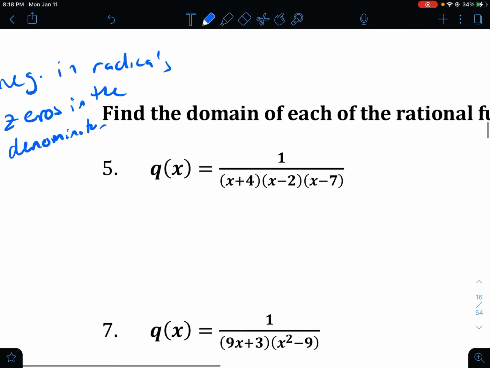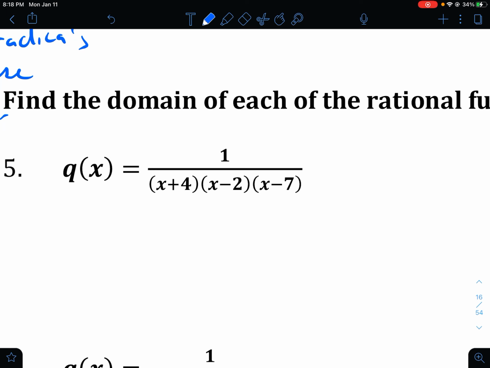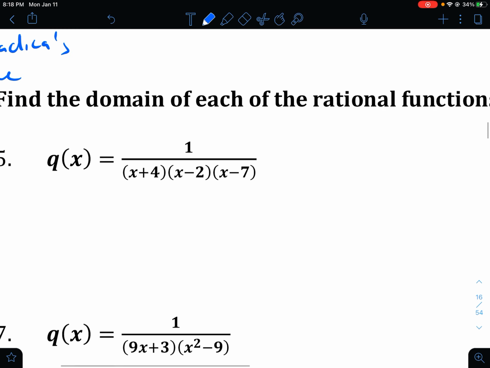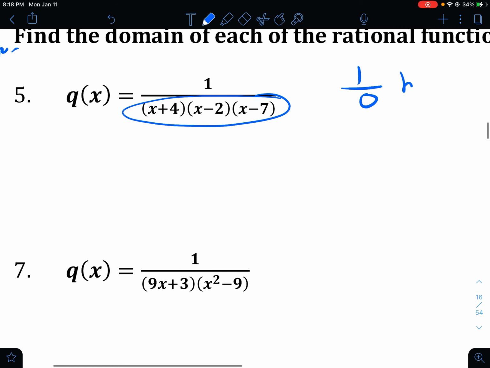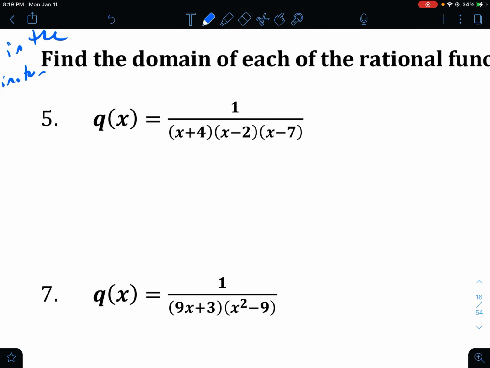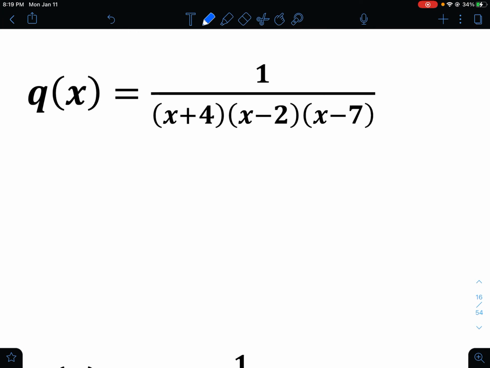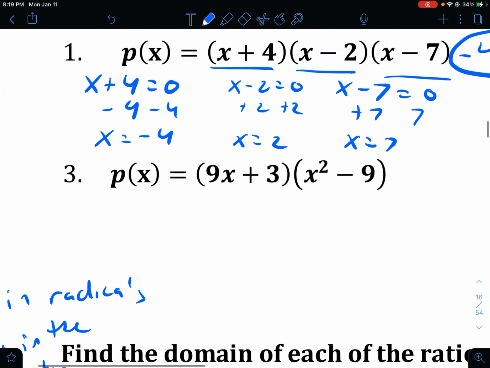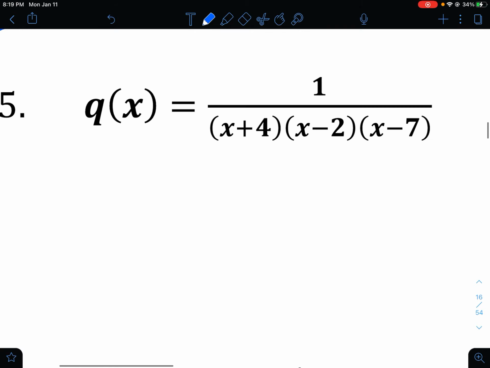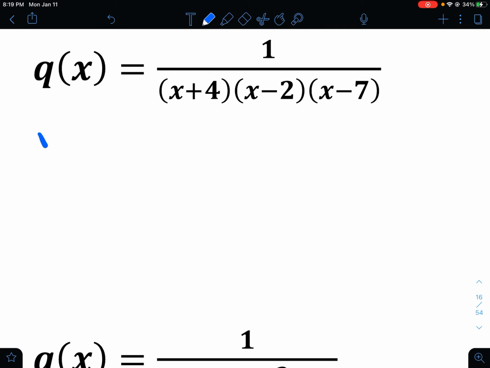We know that in math, we cannot divide by 0, right? So if we end up with the denominator equaling 0, we're going to end up with 1 over 0, which is bad. That's undefined, and we don't want that in math. So when we're trying to figure out the domain, we need to figure out what values are going to make this equal to 0. We're going to do it the exact same way that we found the zeros in problem 1. We're going to set each of these factors equal to 0.